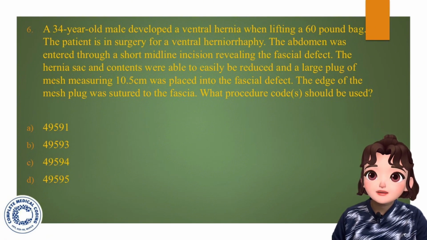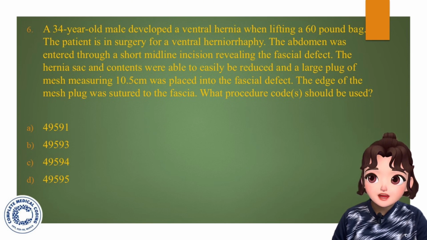A 34-year-old male developed a ventral hernia when lifting a 60-pound bag. The patient is in surgery for a ventral herniorrhaphy. The abdomen was entered through a short midline incision, revealing the fascial defect. The hernia sac and contents were able to easily be reduced, and a large plug of mesh measuring 10.5 cm was placed into the fascial defect. The edge of the mesh plug was sutured to the fascia. What procedure code should be used?